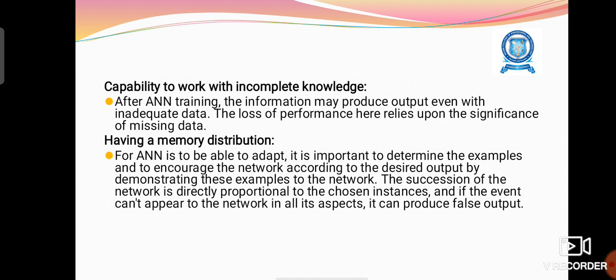Capability to work with incomplete data. After ANN training, the network may produce output even with inadequate data. The loss of performance here relies upon the significance of the missing data.